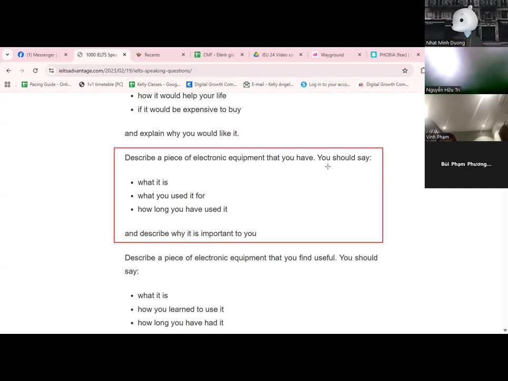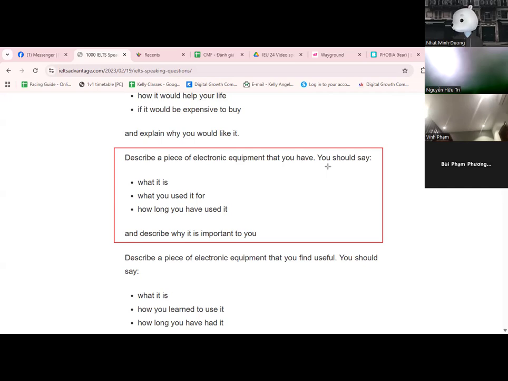Today I will describe a piece of electronic equipment that I have. For me, my smartphone is the electronic equipment that I like very much and usually use. I learned to use a smartphone when I was in primary school. Sorry, when I was in secondary school, and I find it very comfortable and smart.